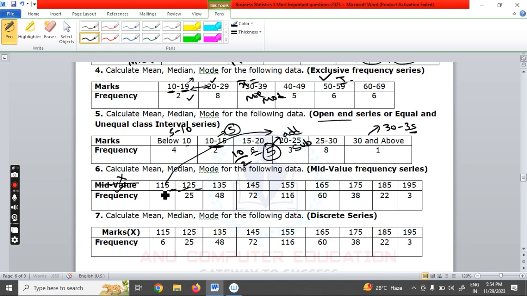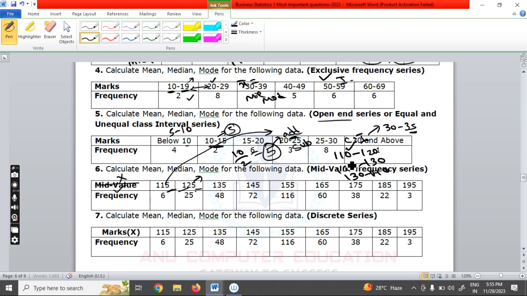Now we have to convert this first value into a continuous series. 115 minus 5 is nothing but 110, and adding plus 5 to 115 gives 120. So 110 to 120 is the first class interval. We converted the class interval. Now what about the second value? Subtract 5 from this number, you get 120, and add plus 5, you get 130. And for this also, 130 to 140. All this you have to calculate.